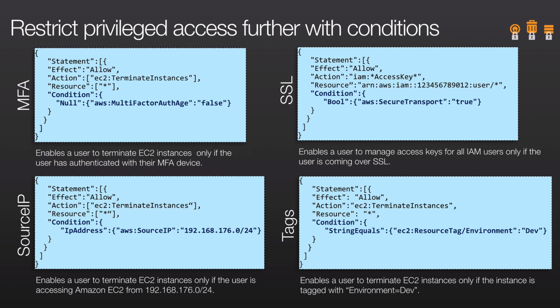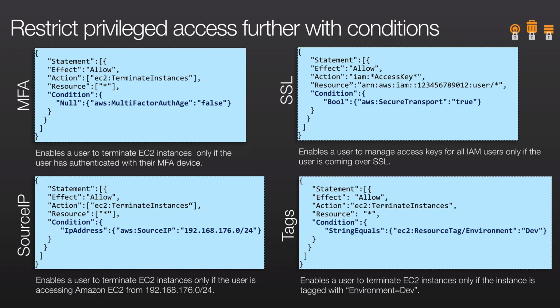The first is restricting instance termination, so that's access to the terminate instance API method. It's restricted to users that are authenticated with an MFA device, which you can see top left here on this slide. Top right enables a user to manage access keys for all IAM users only if the user is connecting over SSL. That would force secure transport.